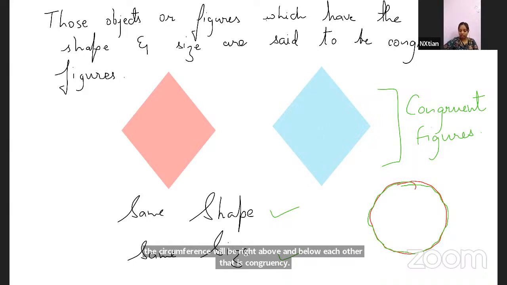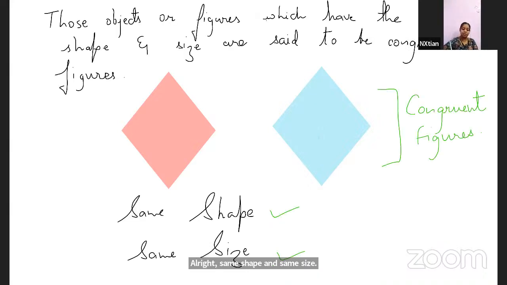Now quickly give me one example of any congruent objects. A box that can cover another box, a rectangular box, that can cover another box which is also rectangular. Okay, yes, correct, Sarah. Yes, rest of you.